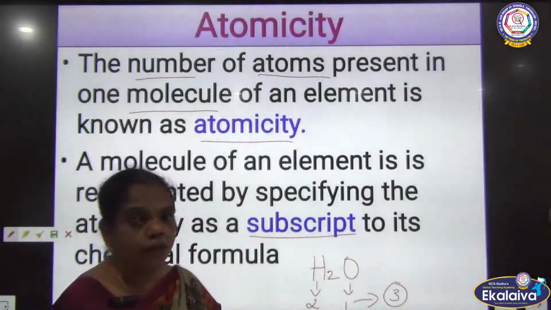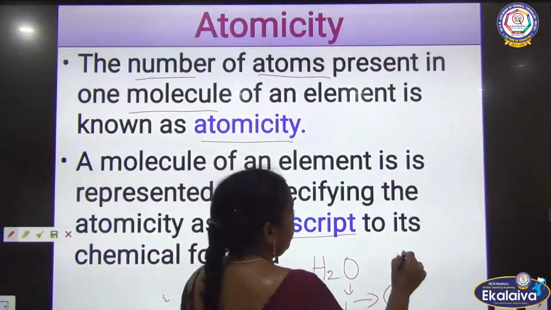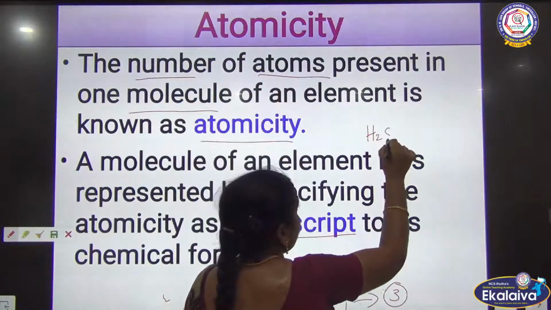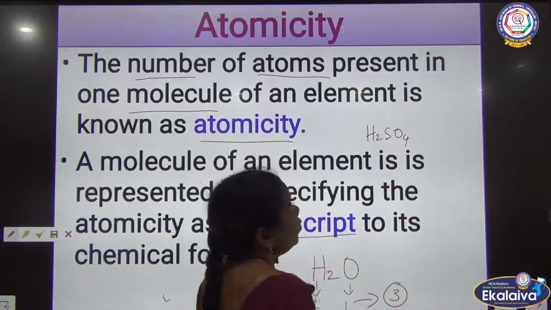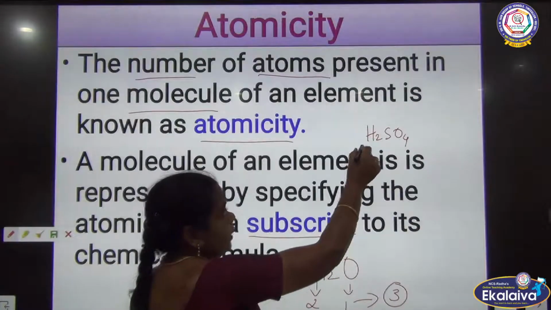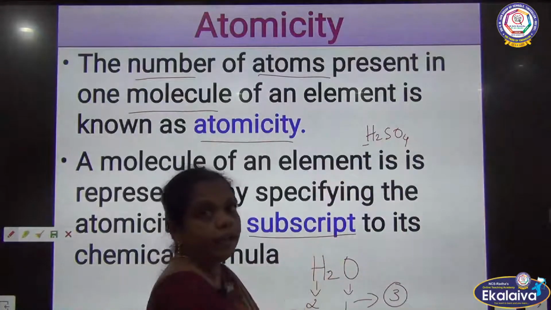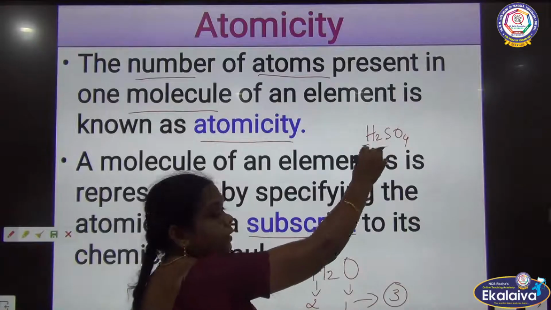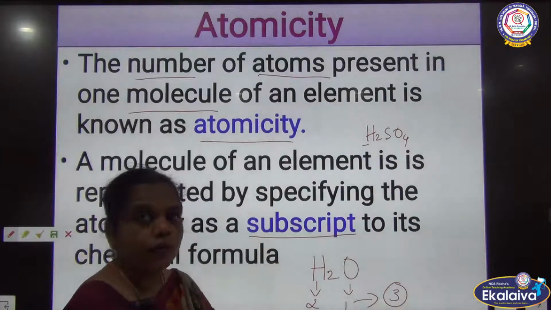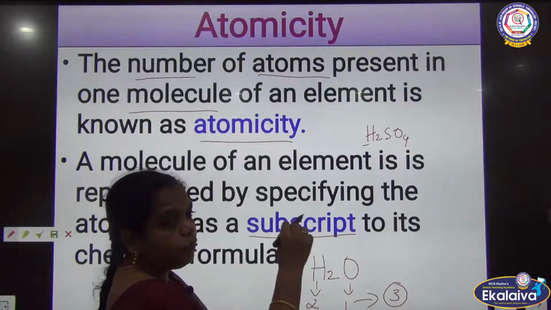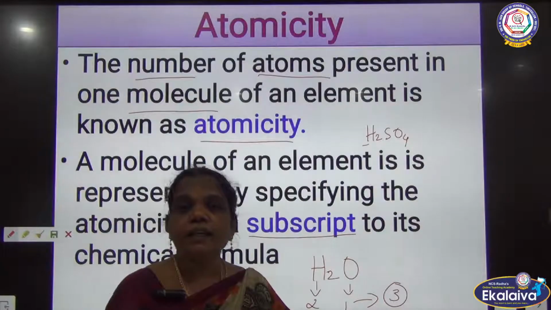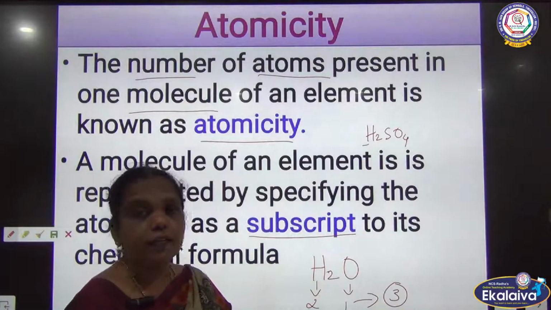So how many atoms are present in the water molecule? 3 atoms. Like that, if you go for another chemical like H2SO4. So here what is H? Already you know that. What is H, children? H is nothing but hydrogen. What is S? Sulfur. And what is O? Oxygen. Now you tell me, by the subscript of each element you can identify the number of atoms present in a molecule or in the compound.